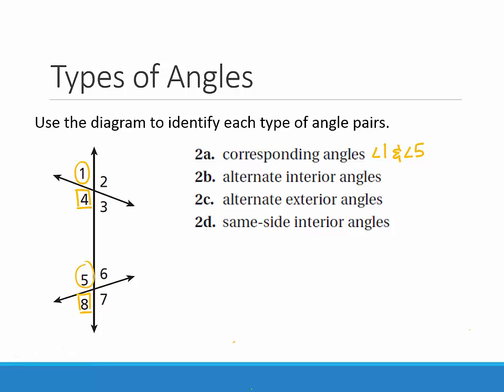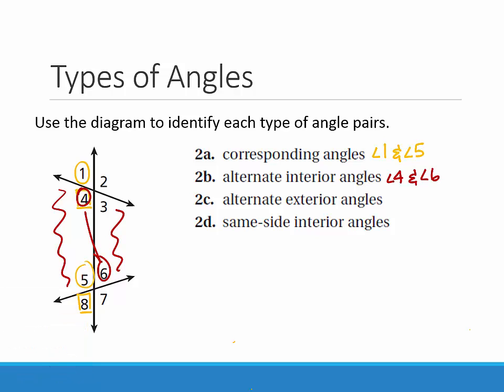And then alternate interior angles. So we've got to go inside, so we're looking in this portion right here. And we want them on opposite sides. So 4 and 6 can be options. But also 3 and 5 could be good options for that one.